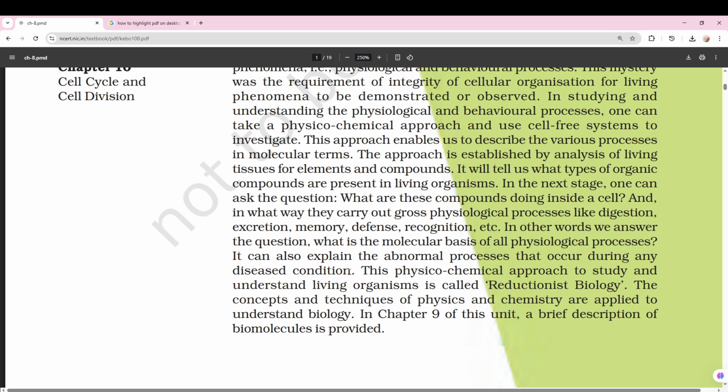This physical chemical approach to understand living organisms is called reductionist biology. The concepts and techniques of physics and chemistry are applied to understand biology. In chapter 9 of this unit, a brief description of biomolecules is provided.